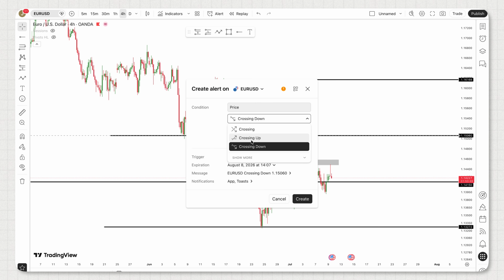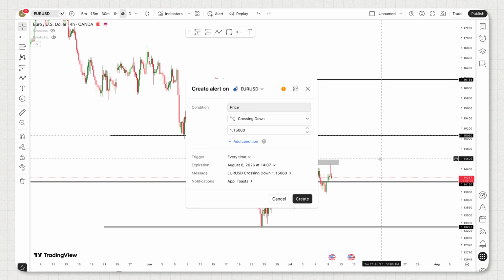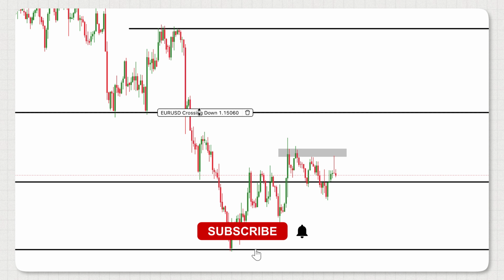If you are buying, then you have to use crossing up, because you'd only want to be alerted when price comes back above a level. And then I'm going to change the trigger from only once to every time. This is going to send you an alert every single time price comes back below this level. And then I'm going to press create. And just like that, you have an alert at that level.